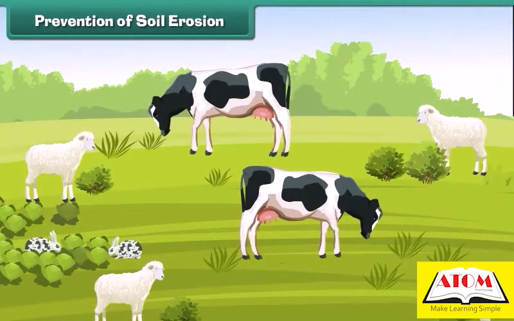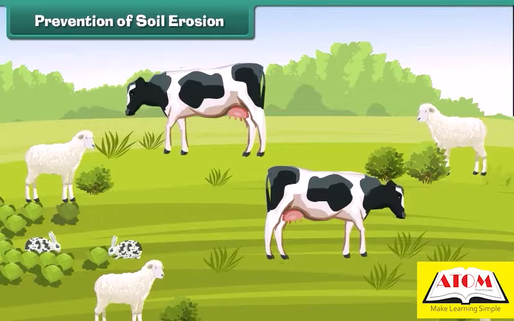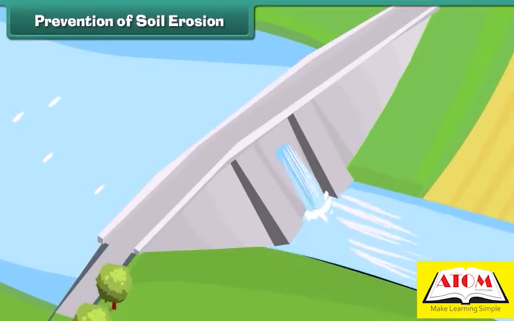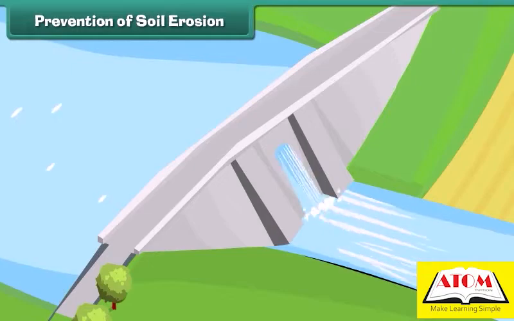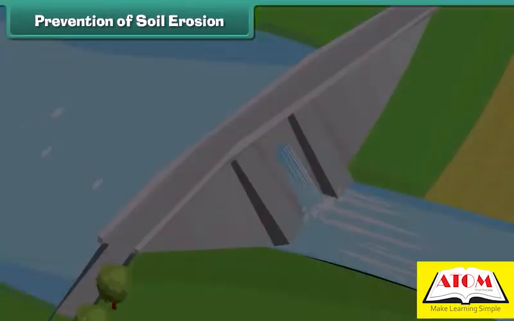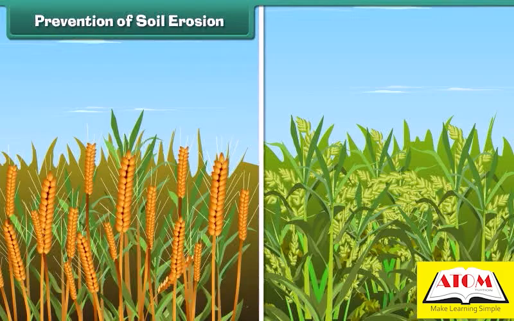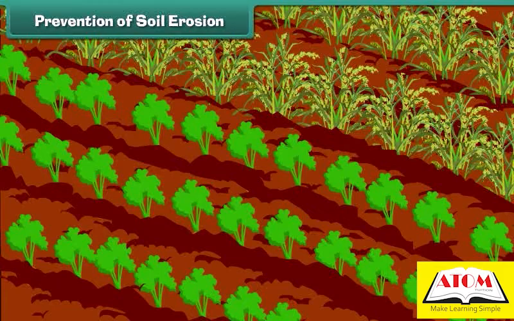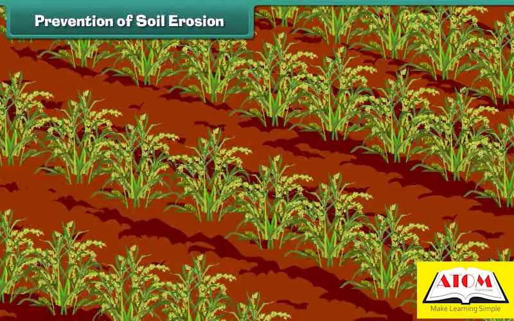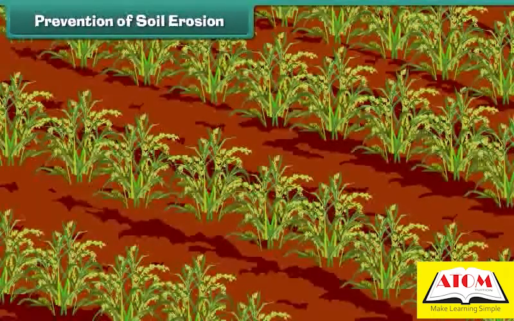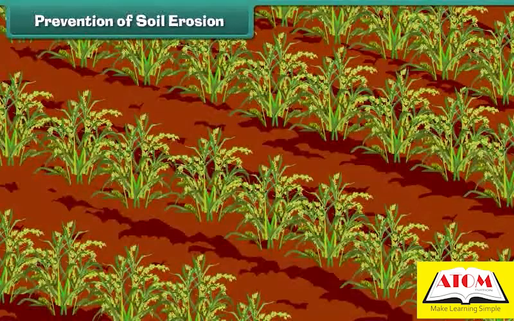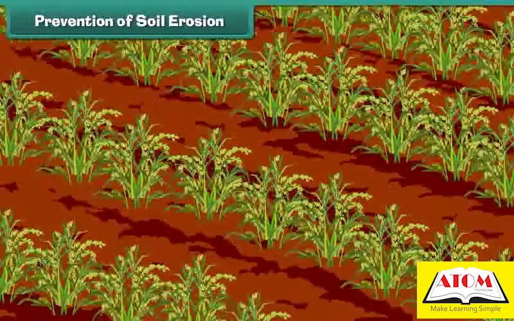Controlling overgrazing of the land by animals also controls the soil erosion. Building dams control soil loss. Some modern techniques of farming need to be practiced. For example, different types of crops should be grown at different times on the same land. Different types of crops should be grown in the alternate rows in the same land. These practices control the loss of soil and increase the fertility of soil. Remember, friends, soil is a precious natural resource, and it is our duty to conserve it for keeping the environment healthy.